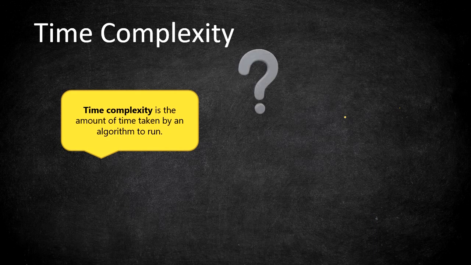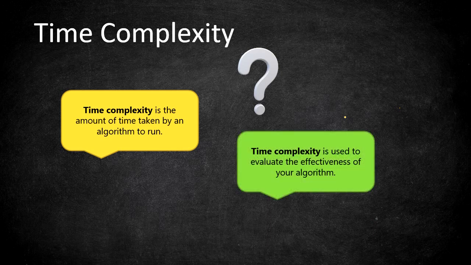So why do we need time complexity? Time complexity is used to evaluate the effectiveness of your algorithm. For example, if you have a problem and you have 5 different solutions for the same problem, in that case, which would be the best solution and how would you pick it? So there comes the role of time complexity and space complexity. They are used to find the most effective algorithm in terms of time and space. So let's keep the space for the future and let's dive into the concept of time here.